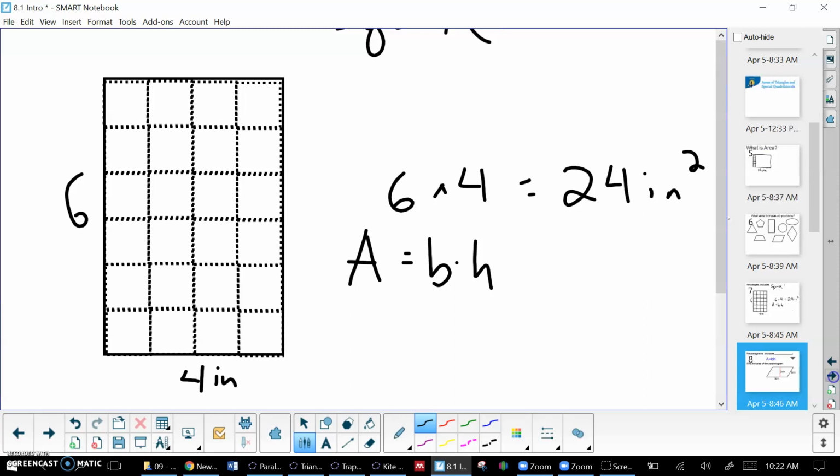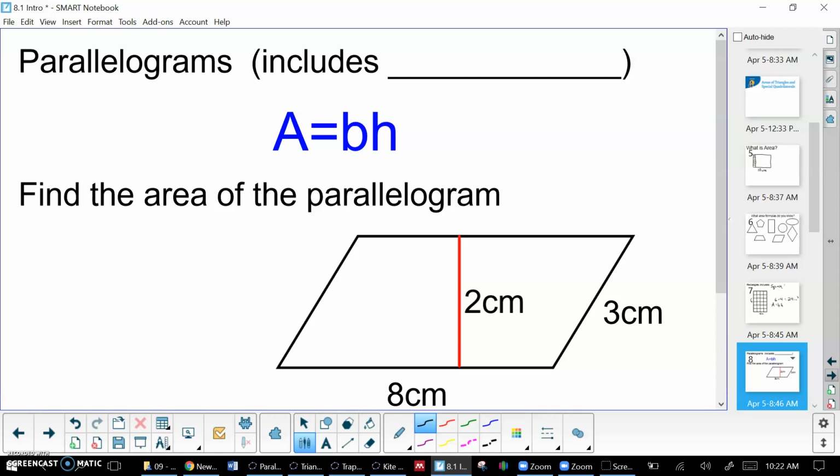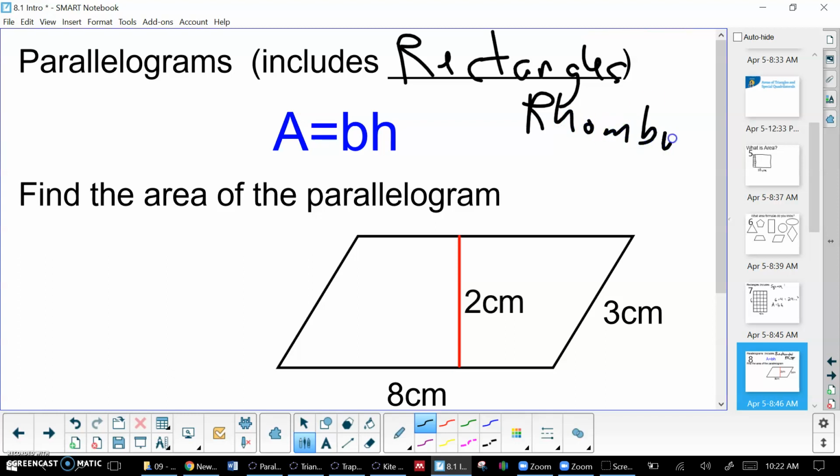Now, next up, we've got parallelograms. And parallelograms are just a little bit different than rectangles, but of course parallelograms include all of those rectangles as well. And it also includes things like rhombuses. If you need to find the area of a rhombus, you can use this formula as well. And so we've got the area formula here. Not really a secret. Again, you could look that up if you need to. Area of a parallelogram is base times height.